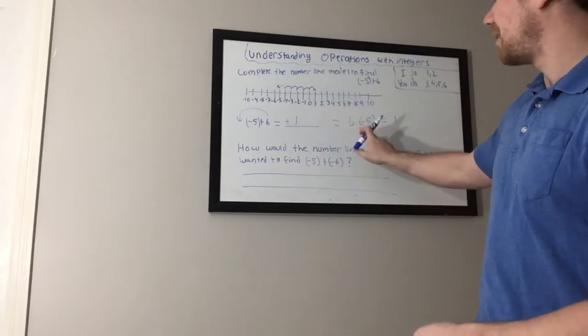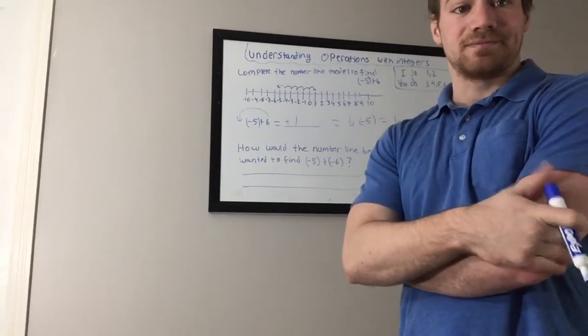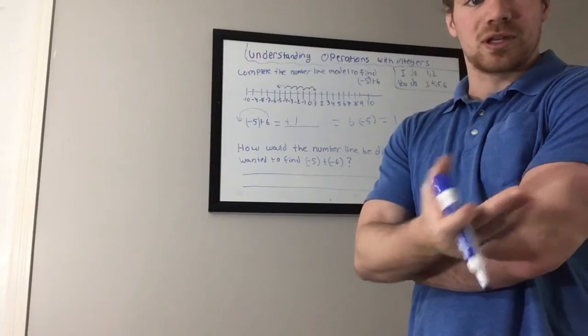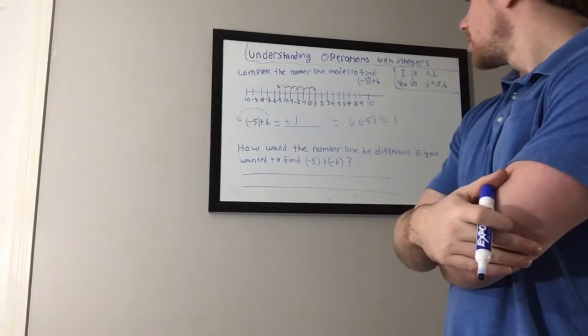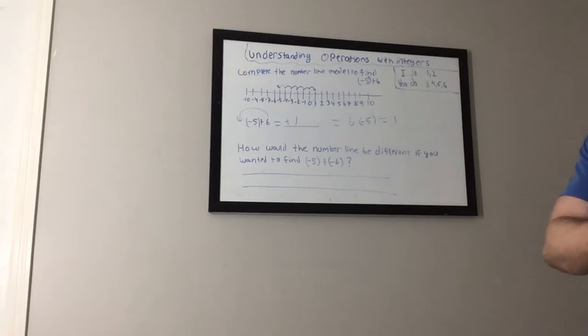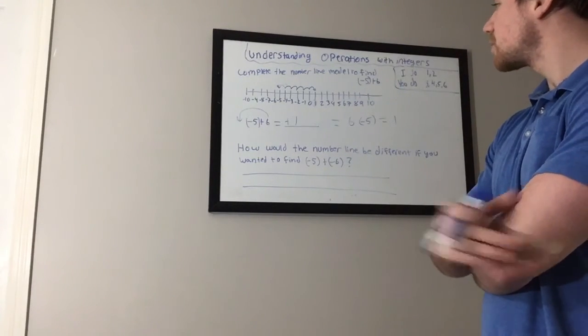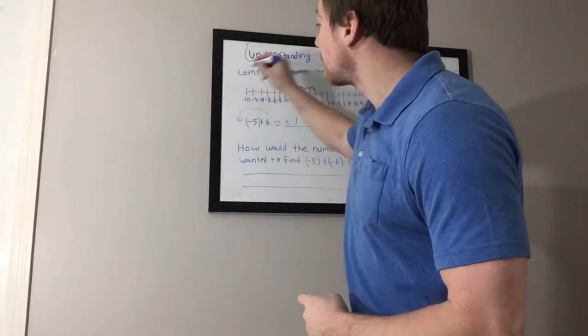This is how I do it in my head. I always think about it by, let's just move the addition so it becomes subtraction. Doesn't matter to me how you do it. You'll get the same answer either way. So the next question is, how would the number line be different if you wanted to find negative 5 plus negative 6? Well, first, we need to extend our number line.